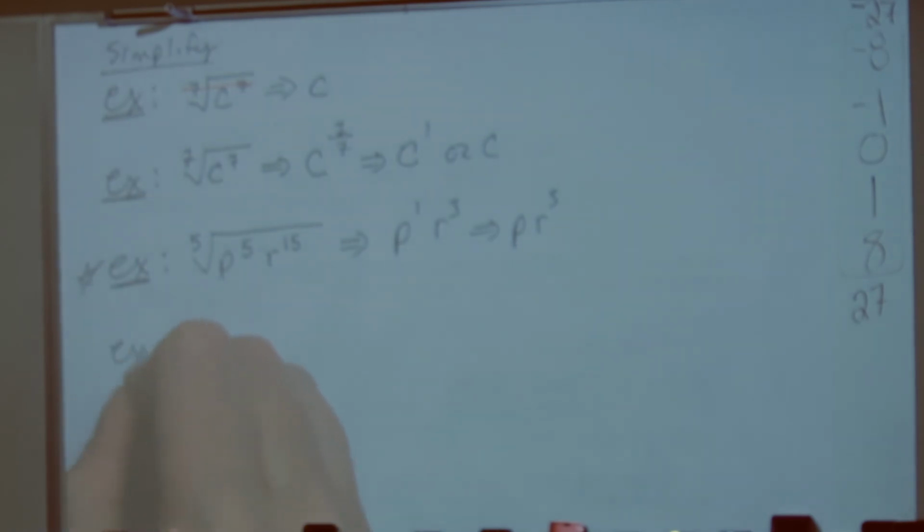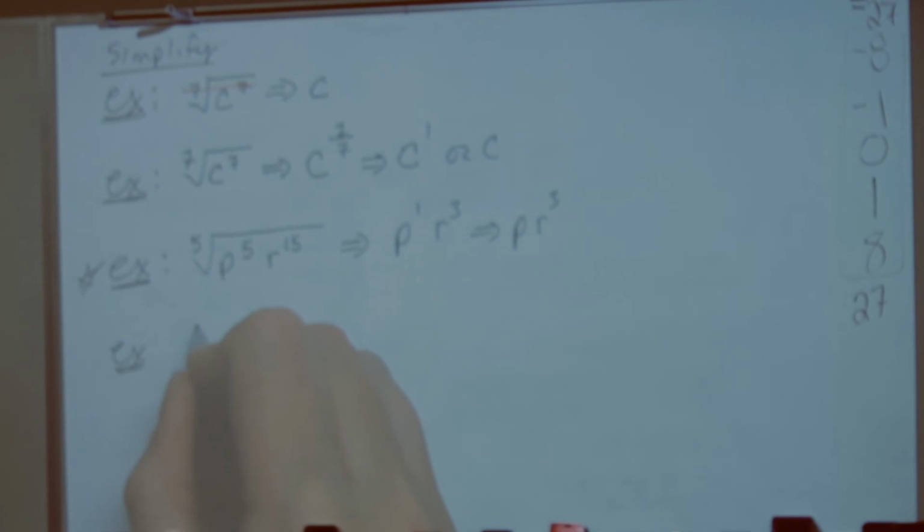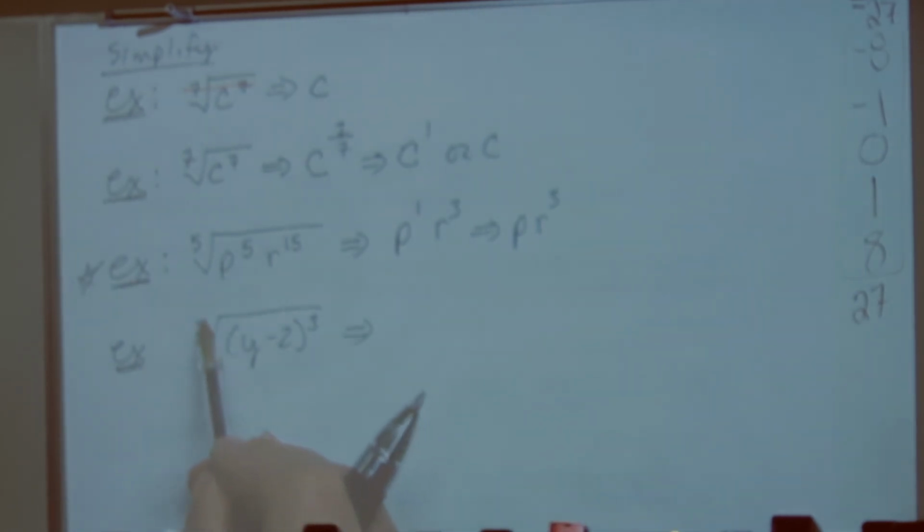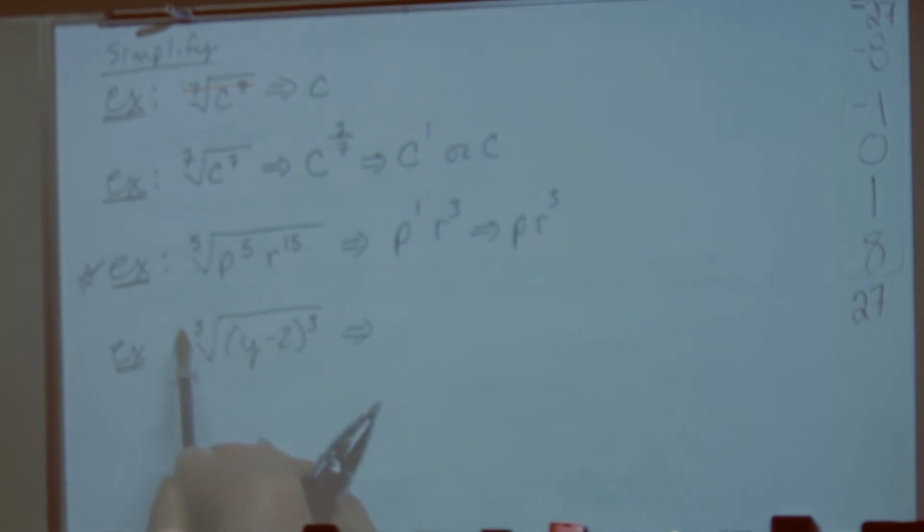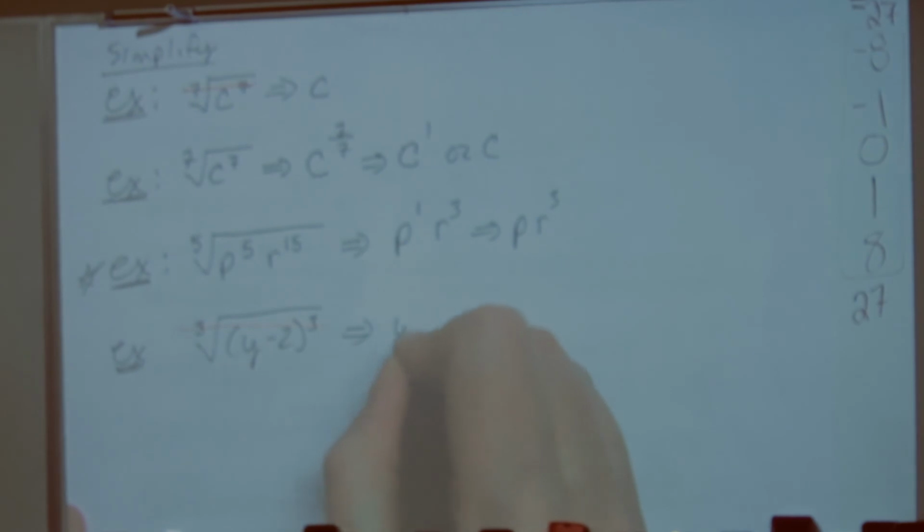All right. Let's do some polynomials real quick. What if I give you the cube root of y minus 2 cubed? Right, notice that your index matches your power. So we'll cross out the index, the radical, and the power, leaving us with y minus 2. We all right? Okay.